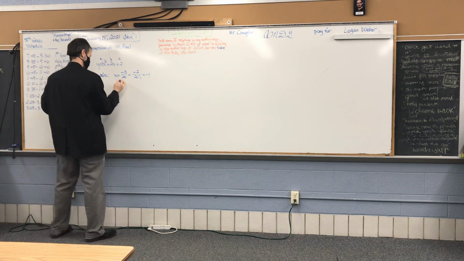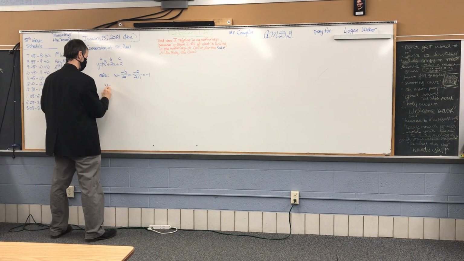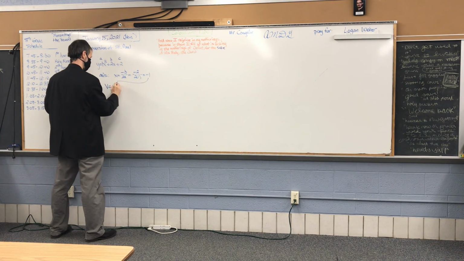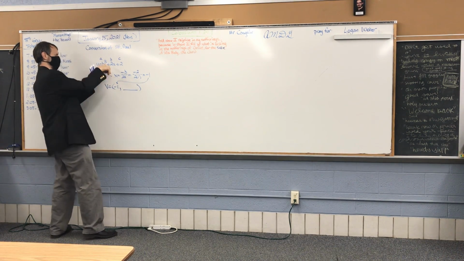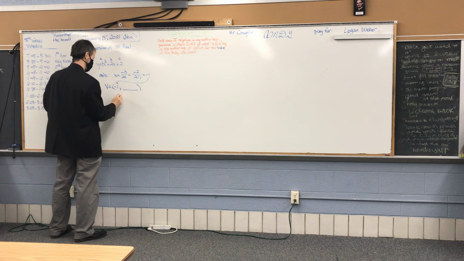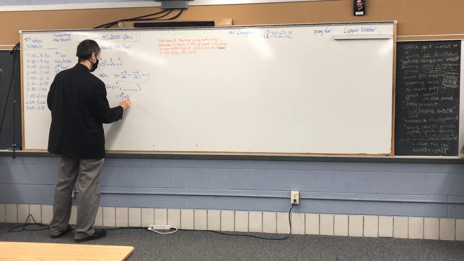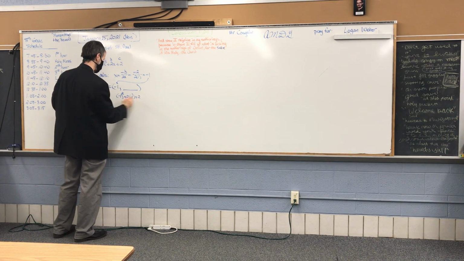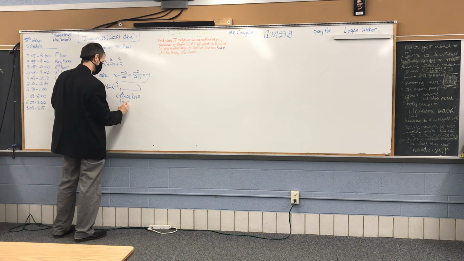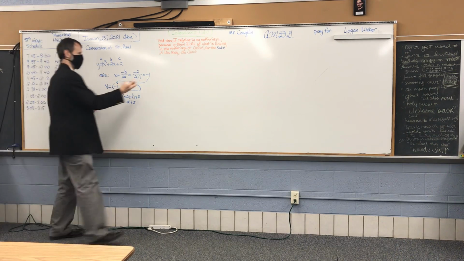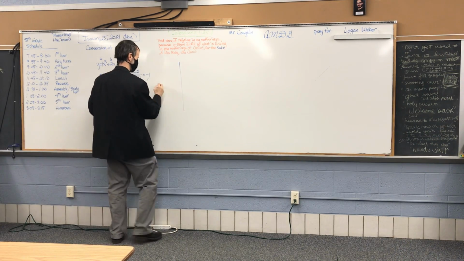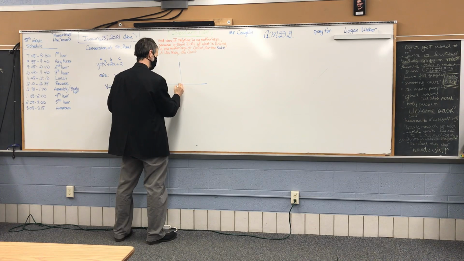So the vertex is going to be negative 1 comma something. How do you find the something? Plug it in. So negative 1 squared plus 2 times negative 1 plus 2. This is going to be 1 plus negative 2 plus 2. These cancel out. So it's going to be negative 1 comma 1. So the graph looks like this. One to the left and one up.